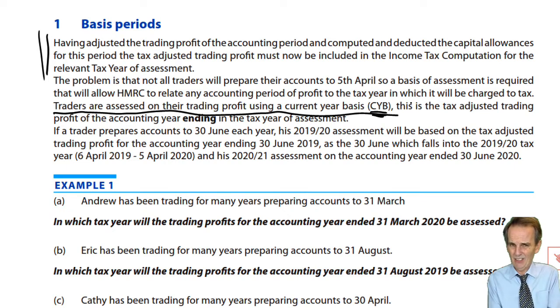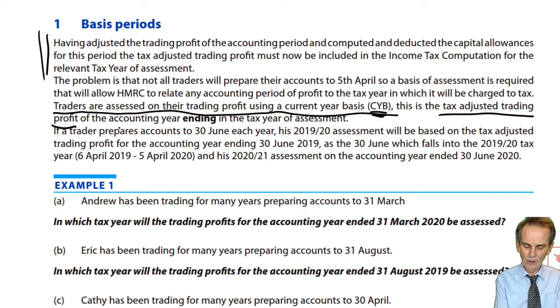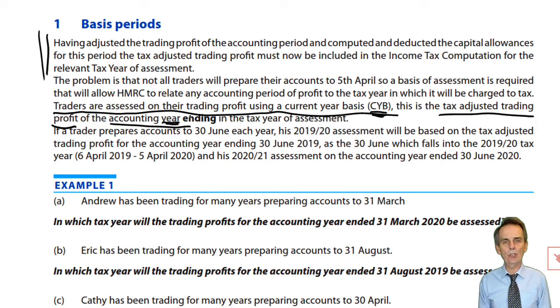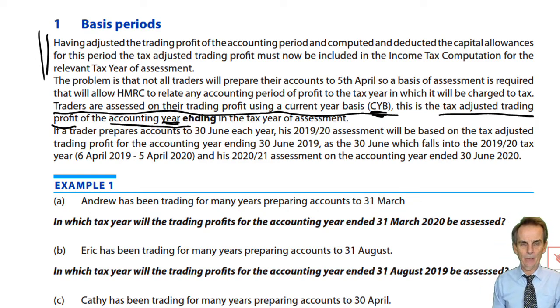What is that? That's very simple, actually. It is the tax adjusted trading profit. We know that. That's what we've done in Chapter 4 and then Chapter 5. Of the accounting year. And that's going to be an issue only when we have an accounting year, not any other length of period, but when we have an accounting year, are we able to use this current year basis? If we don't have an accounting year end within our tax year, that's what this bit goes on to say, ending in the tax year of assessment.